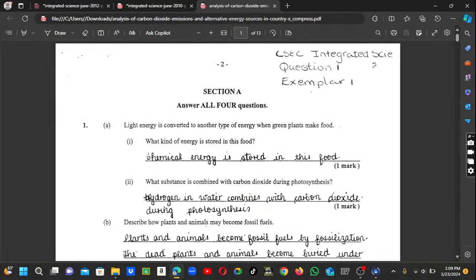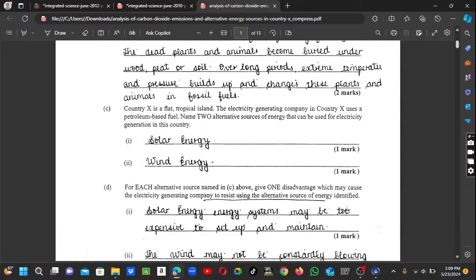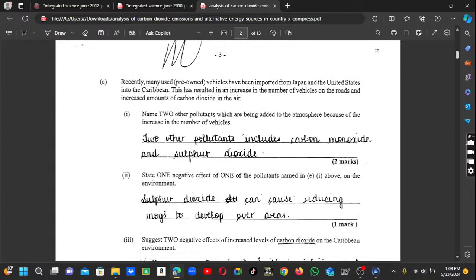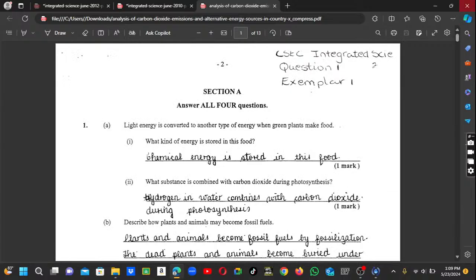But let me just show you a few of these. This would be a 2011 paper, I think, though I'm not sure. Let me just give you quick answers on this. So first things first, guys, this is another paper. I think this is about carbon dioxide emissions.